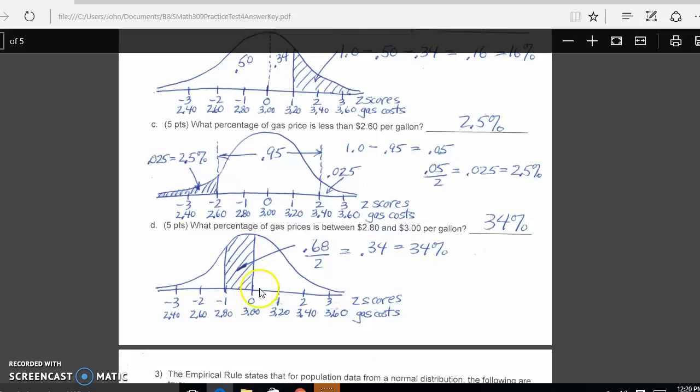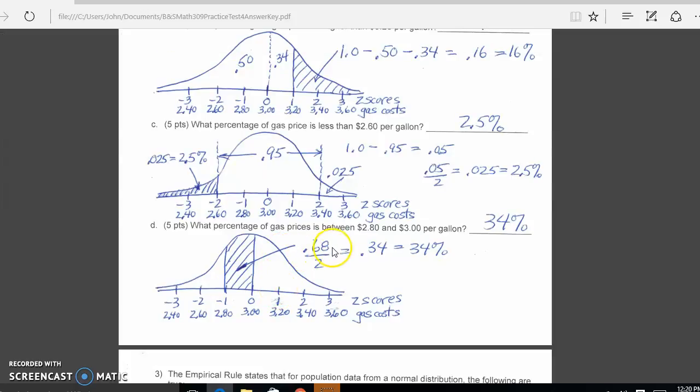And in this ±1 standard deviation, if I have 68% or 0.68 of the data, I divide that by 2, and then I have this side over here between -1 and 0. And that is going to give me 0.34, or 34% of the gas prices lie in this area between -1 standard deviation and the mean. So the answer is that 34% of the gas prices are between $2.80 and $3 per gallon.